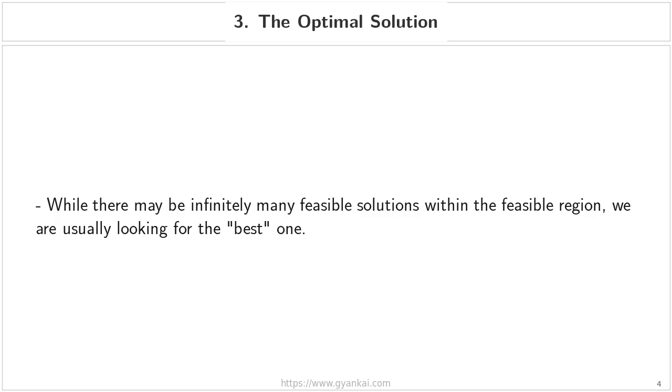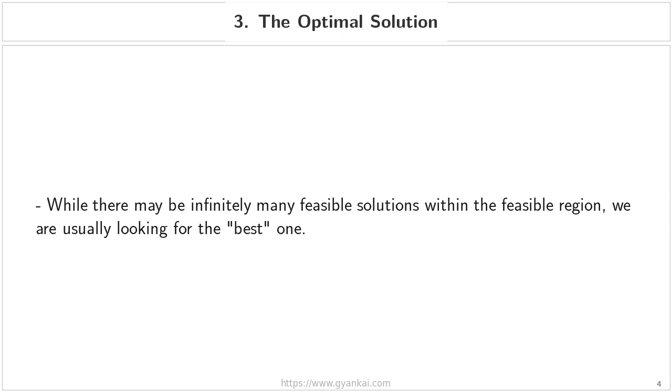3. The optimal solution. Now that we have identified the feasible region and understand how to distinguish between feasible and infeasible points, we arrive at the ultimate goal of linear programming. You see, once we have shaded that overlapping area we discussed in the previous slide, we realize that there isn't just one single point inside it. In fact, there are infinitely many feasible solutions within that region.